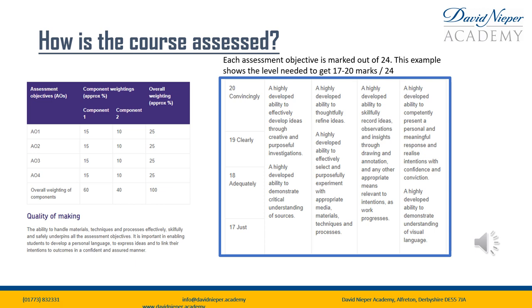You can see here that the internally and externally set assignments are both marked out of 96 marks, and they cover four different assessment objectives. Each of those are marked out of 24. And you can see here the top end of the mark scheme and what the staff and the teachers are looking at when they are marking and assessing your work in terms of working out your final grades.